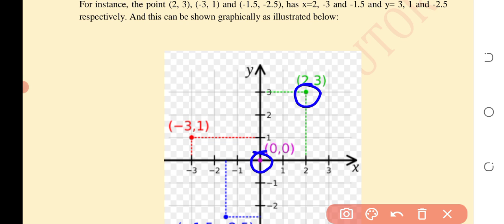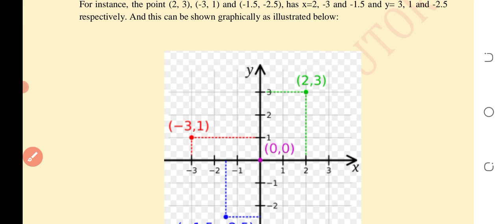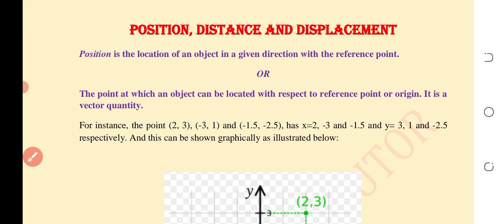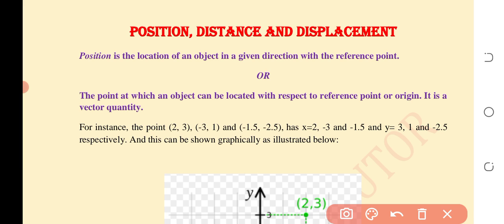And we can as well refer to this position as 3 units to the west and 1 unit to the north when we make reference to this origin 0, 0. So that is the essence of the origin that we have in the definition of position. That is the point to be made here. And position is a vector quantity because position has to be in a specified direction in reference to the origin.